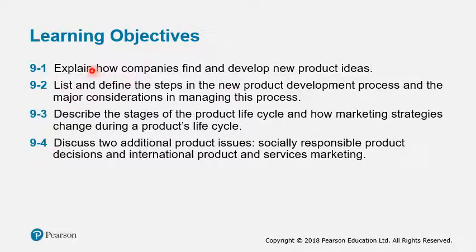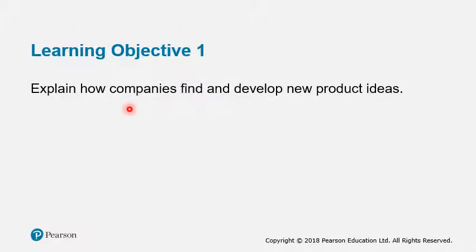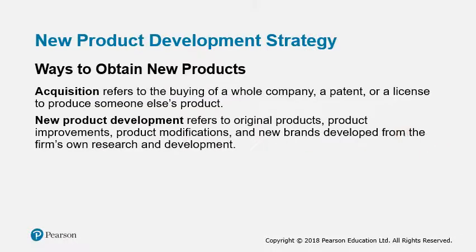There are 4 things. We're going to see how companies find and develop new product ideas. Secondly, list and define the steps in the new product development process. Next is describe the stages of the product life cycle and the additional product issues when marketing or selling the product globally. So let's first look at learning objective number 1, how companies find and develop new product ideas.